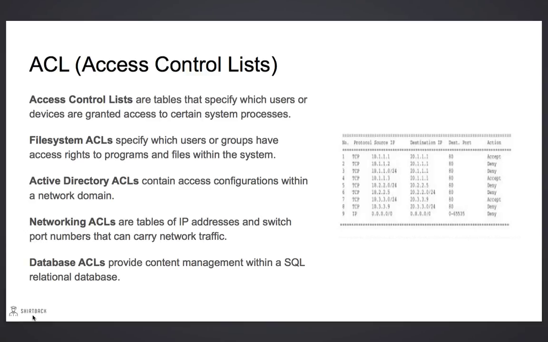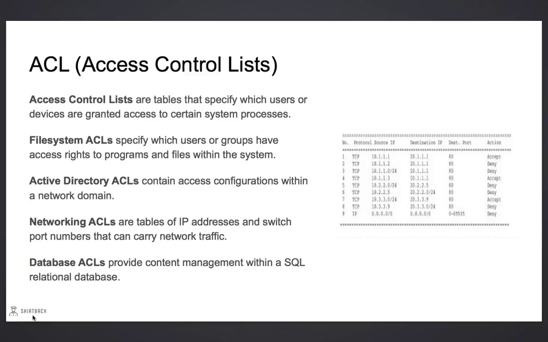ACL stands for Access Control Lists. Access control lists are tables that specify which users or devices are granted access to the network or system. File system ACLs specify which users or groups have access to files within the system.